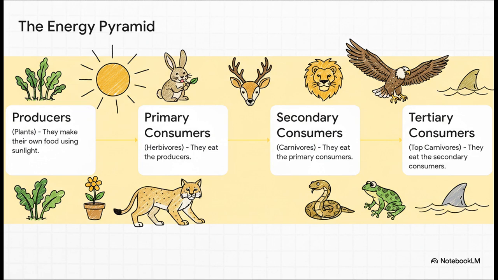Okay, so at the very bottom of our pyramid, the foundation, we have the producers. These are the plants making their own food from sunlight. Next up, we've got the primary consumers, the herbivores who love to eat those plants. Then, we have the secondary consumers, which are the carnivores that prey on those herbivores. And right at the tippy top, we've got the tertiary consumers, the kings and queens of the ecosystem.